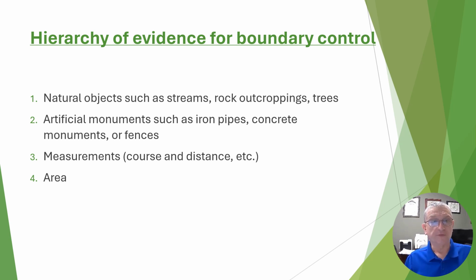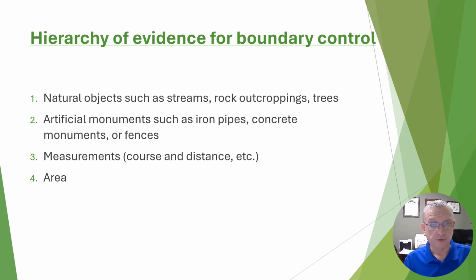Secondly, it would be artificial monuments such as iron pipes, concrete monuments, fences, anything that's called for that's artificial. Trees, rocks, and streams, they're natural. Although rocks can be placed, but number one is a rock outcropping. So I would say that a kind of hybrid of that would be a placed stone where the location is artificial, but the material is not.